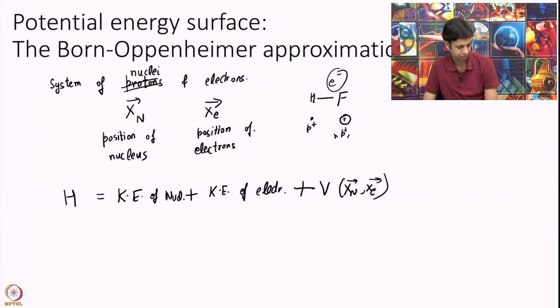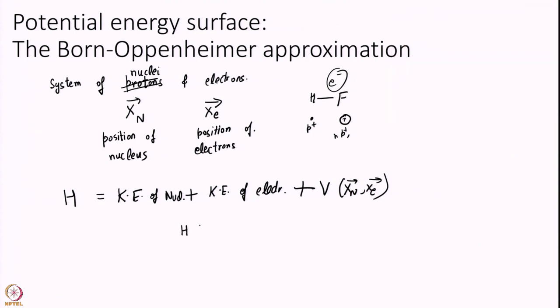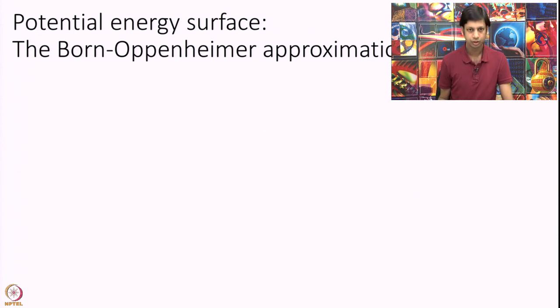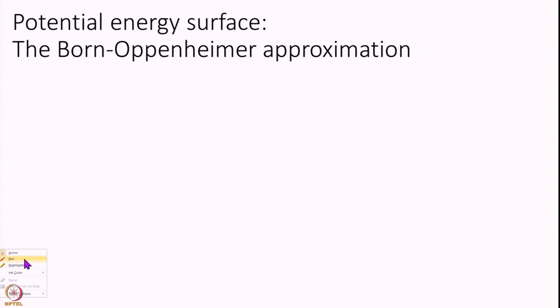Now, the equation that I want to solve is H psi_i equal to E_i psi_i. It turns out this is near impossible to solve. Mathematicians have tried it for a long time, but one just cannot do it. Even using computers, this equation is close to impossible to solve. Okay. So, what we do is what is called the Born-Oppenheimer approximation, introduced in 1927 or 28. I have written this Hamiltonian as the kinetic energy of nuclei plus the kinetic energy of electrons plus some potential energy.